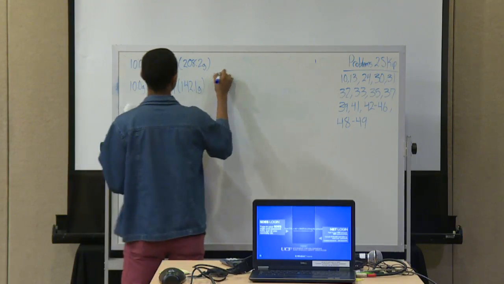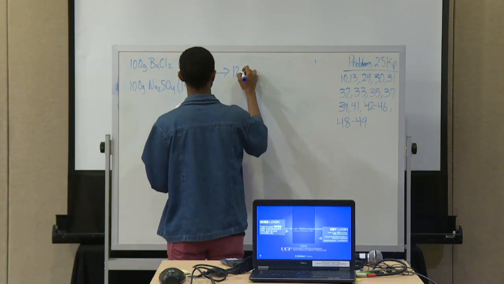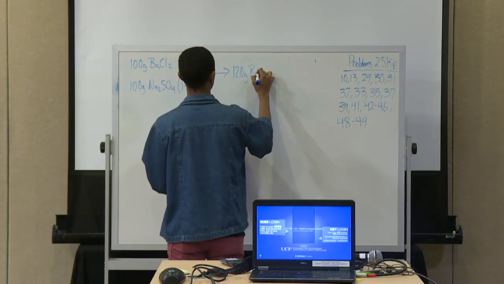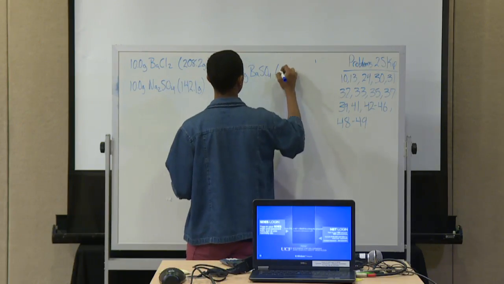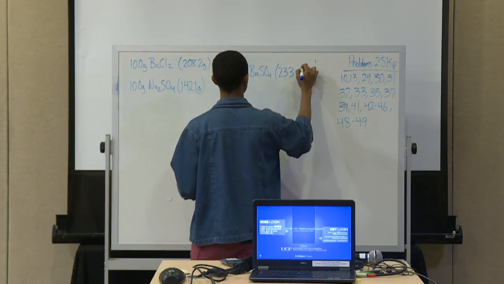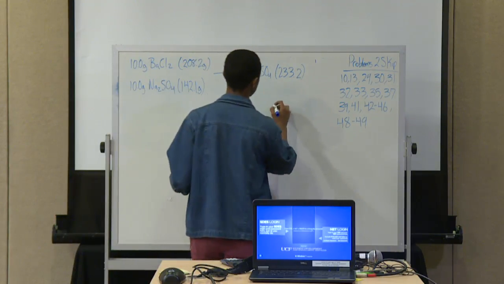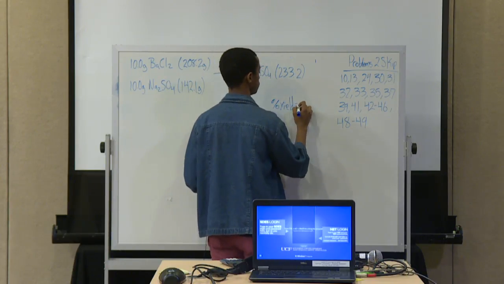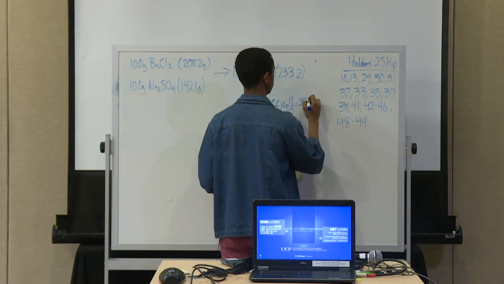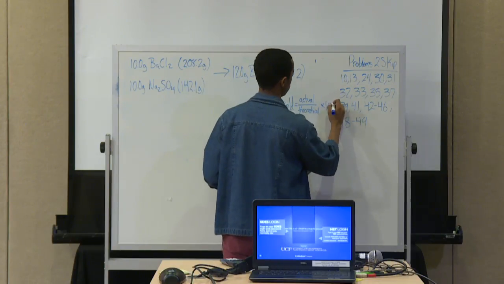And he obtains 12 grams of BaSO4. And that has a molecular weight of 233.2. Cool? And we want to figure out the percent yield. So percent yield equals actual over theoretical times 100. They already gave us the actual.